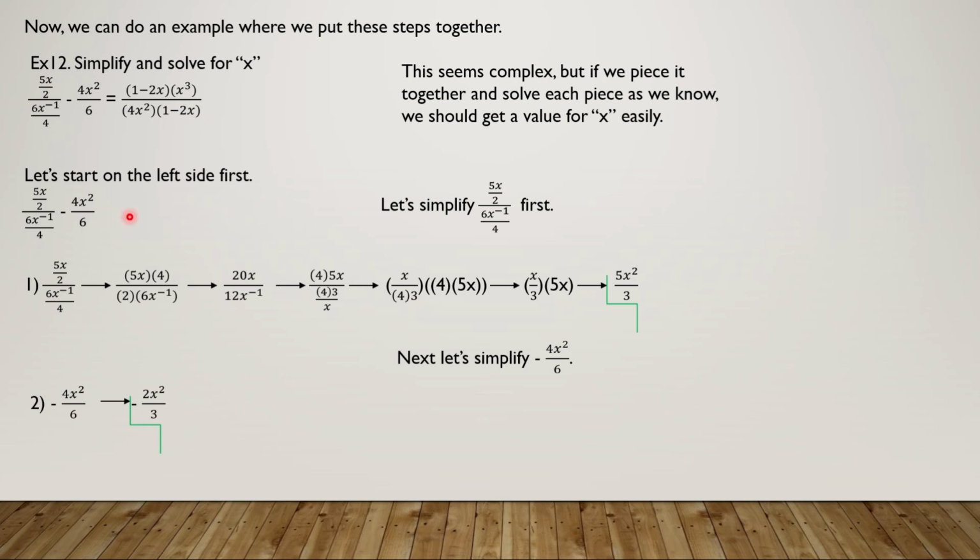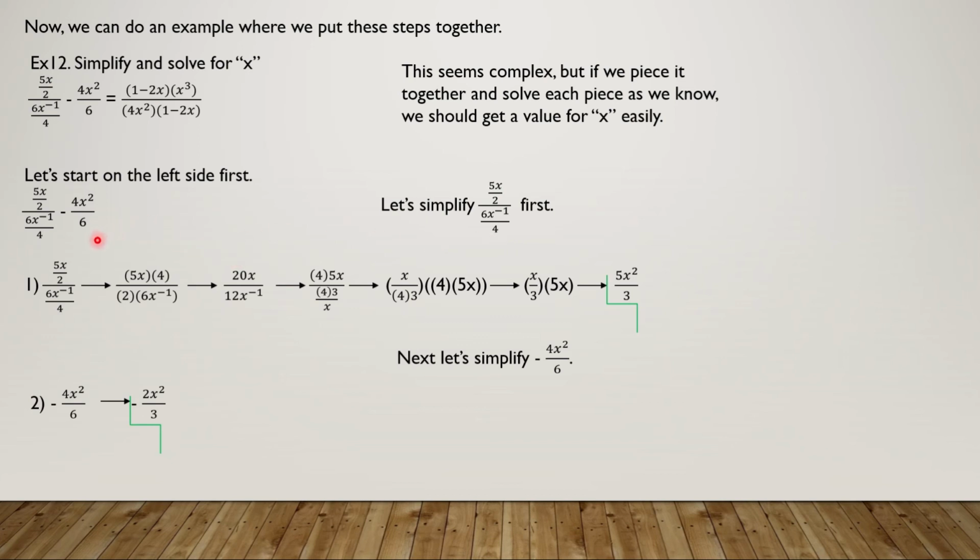So on the left side, what we have is 5x over 2, all divided by 6x raised to the negative first power over 4, and then subtracting 4x squared over 6. Well, that's a lot to look at. Let's just look at one of the complicated fractions first. So what we can do is we can simplify the 5x over the 2 and divide that by 6x to the first power over 4.